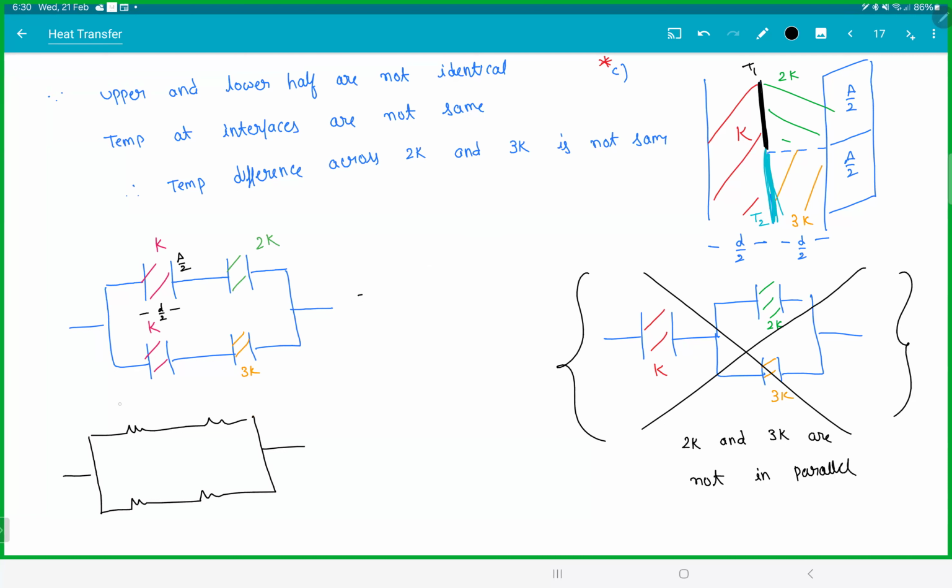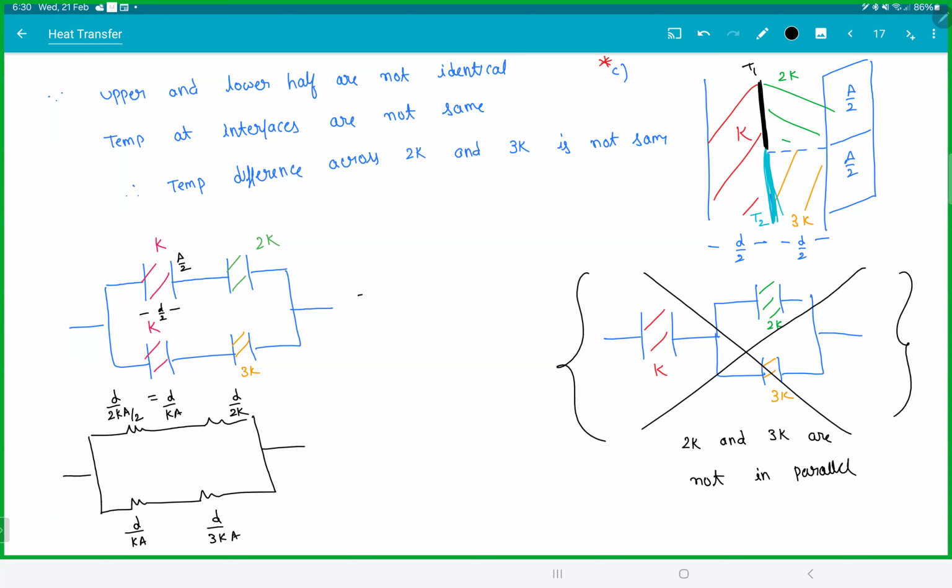So this guy will be D by 2K, A by 2, which is D by Ka. So this is also D by 2, 2K. So this is D by 2K, because A by 2 and D by 2 will cancel. This is D by 2, 2 and A will cancel, D by Ka. And this is D by 3Ka.